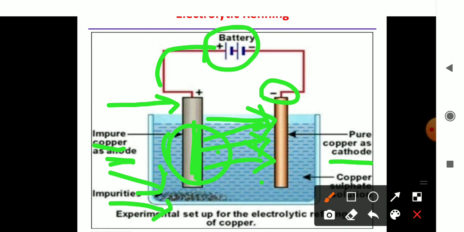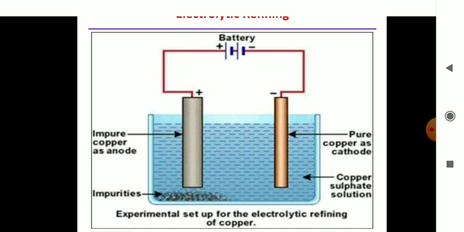When we pass electricity, only the pure form of the metal is deposited over the cathode, whereas the impurities settle at the bottom, and the impurities are given the name anode mud. Now let us read the text.